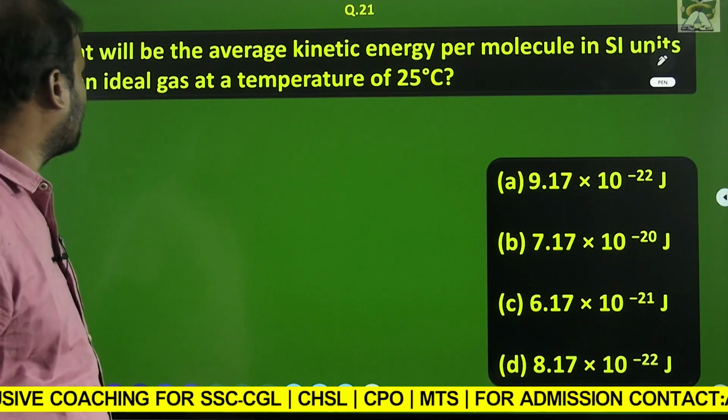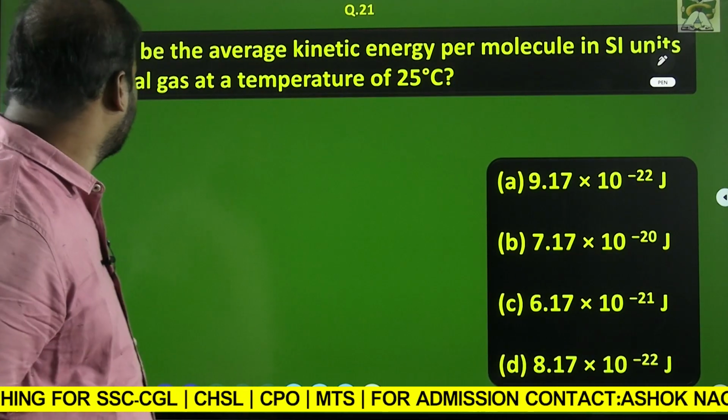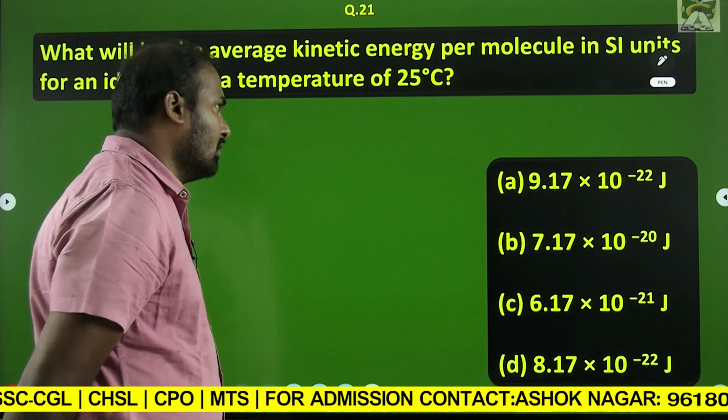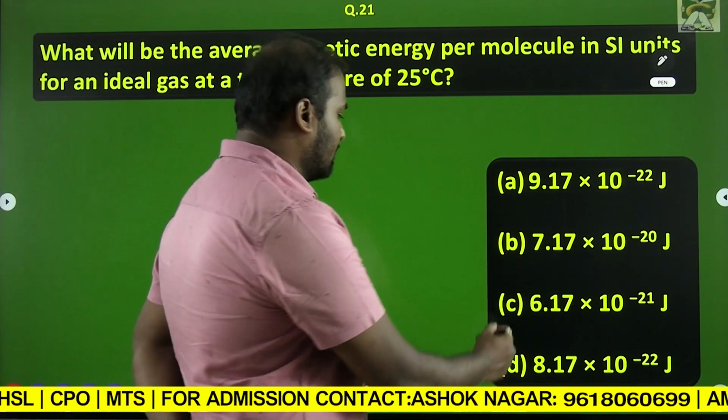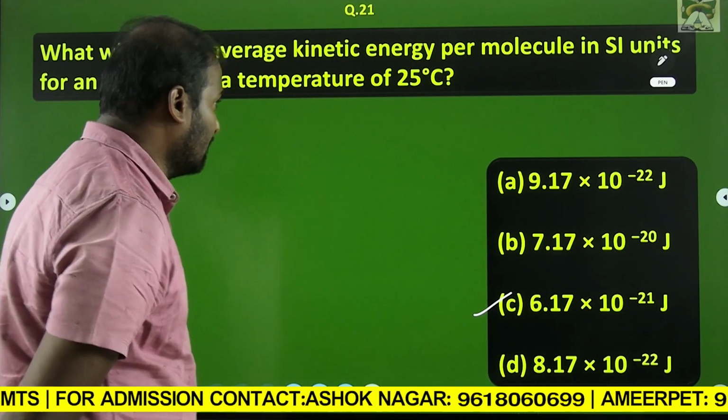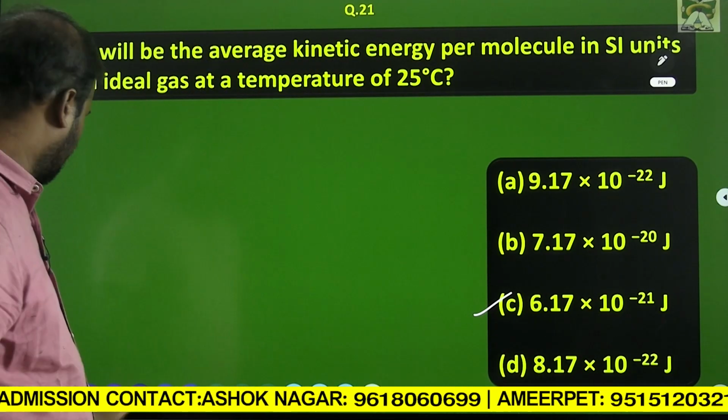Again, a physics question. What will be the average kinetic energy per molecule in SI units for an ideal gas at a temperature of 25 degrees centigrade? Directly, we know that the answer is 6.172 × 10^-21 joules. This is also a previous SSC question.